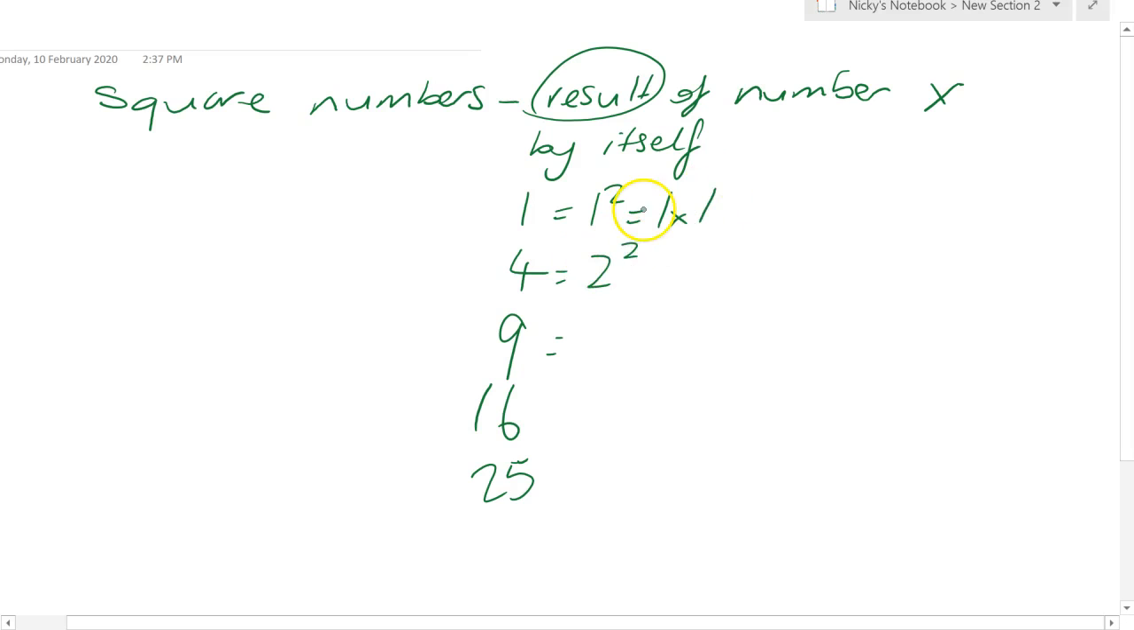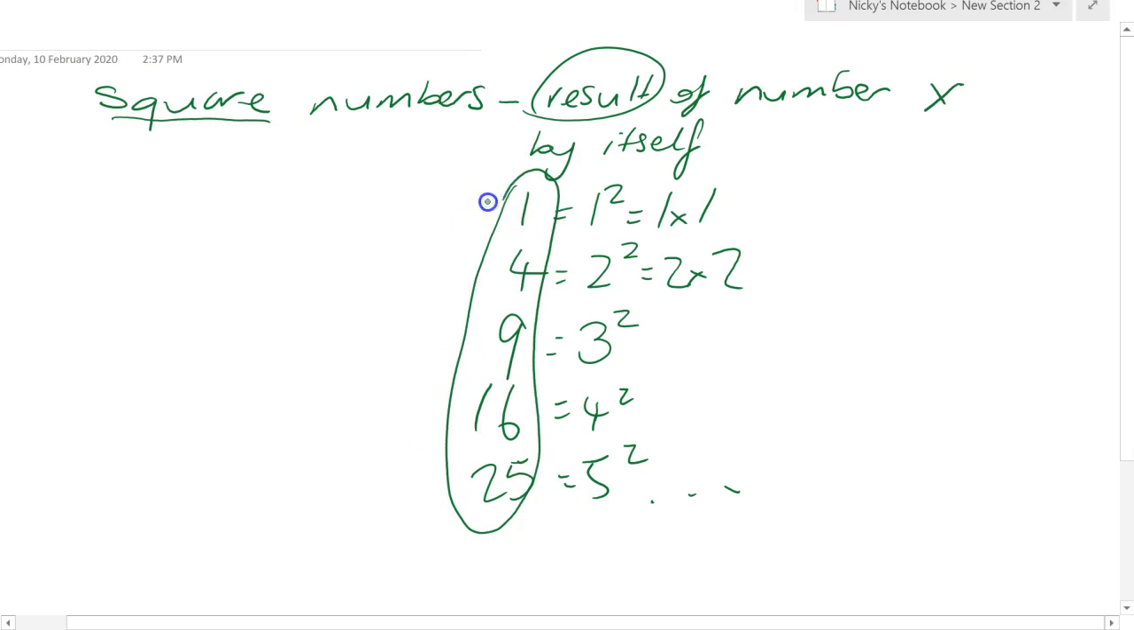2 squared, so hence the term square numbers. 2 squared, which is the same as 2 times 2. 3 squared, 4 squared, 5 squared, etc. When I say the first 10, we're talking about 1 squared, 2 squared, 3, 4, 5, all the way up to 10 squared. You should know these pretty well. And the square numbers are these, the results, the answers.